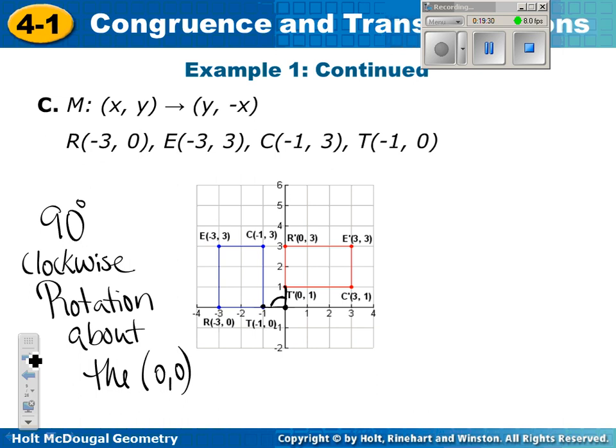And then because I've landed in the second quadrant, it's the first number in an ordered pair that represents your x value. That number is now going to be negative. If I go the other direction, clockwise, I'm going from the first quadrant to the fourth quadrant, where the x's are positive and the y's are negative. So when I switch the ordered pair, it's the second number in the ordered pair that represents the y value. It's going to be negative.